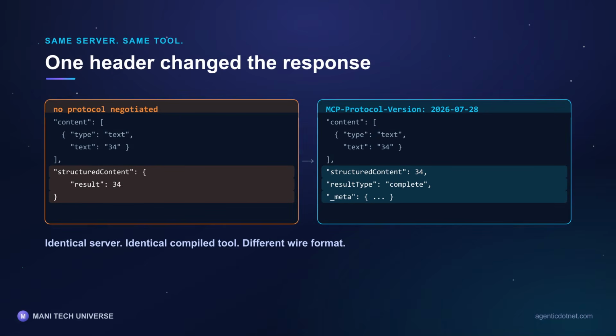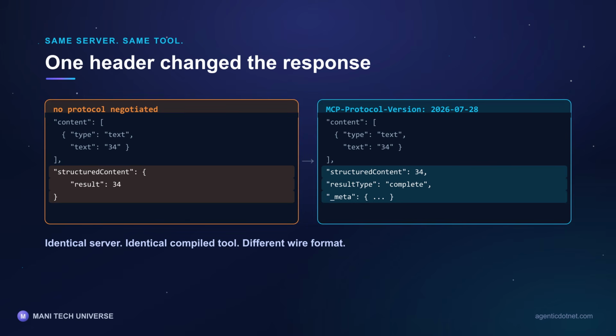This is the same server, the same tool, the same compiled binary running the whole time. The only thing I changed between these two responses is one HTTP header. On the left, the structured result comes back wrapped in an object. On the right, it comes back as a bare number with two fields that did not exist before.